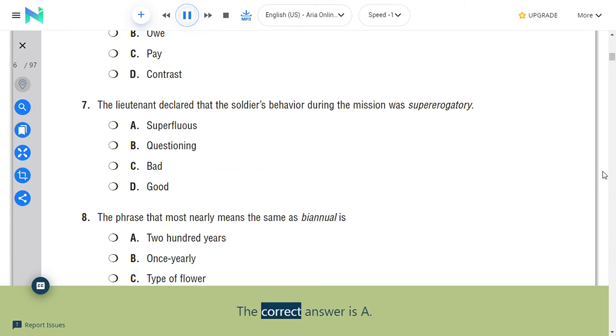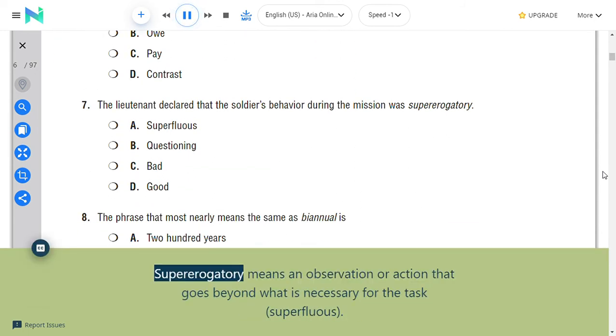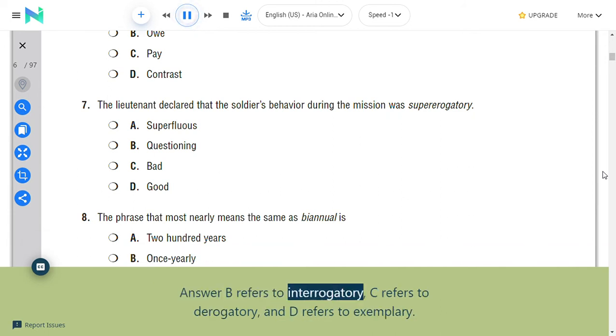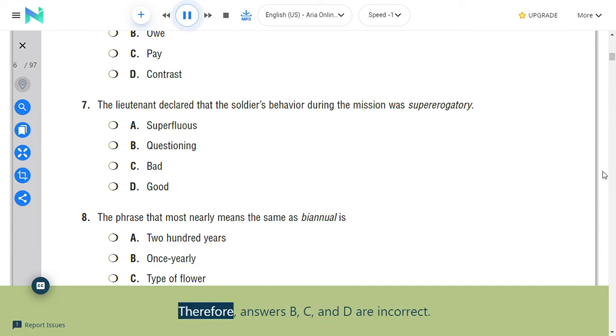7. The correct answer is A. Supererogatory means an observation or action that goes beyond what is necessary for the task, superfluous. Answer B refers to interrogatory, C refers to derogatory, and D refers to exemplary. Therefore, answers B, C, and D are incorrect.